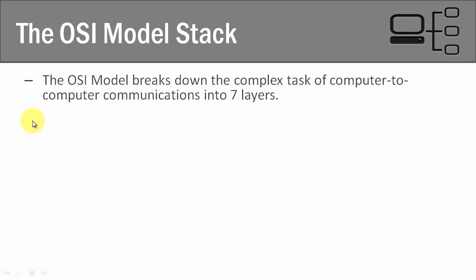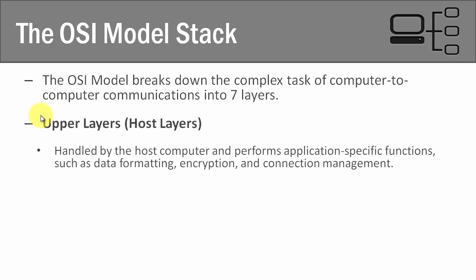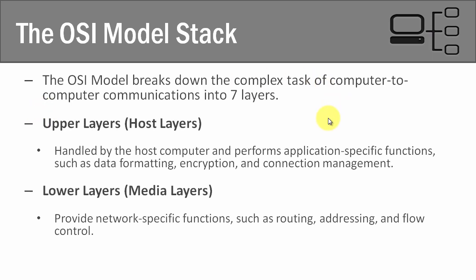So remember that the OSI model is a stack of different layers, and within those layers there's a total of 7, and we have upper layers and we have lower layers. If you remember, the upper layers we call the host layers, meaning these are the activities that happen on the computer itself, such as formatting the data, encrypting the data, and managing the network connection, so setting up sessions and tearing them down.